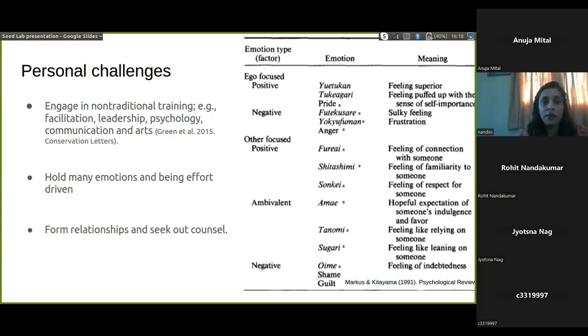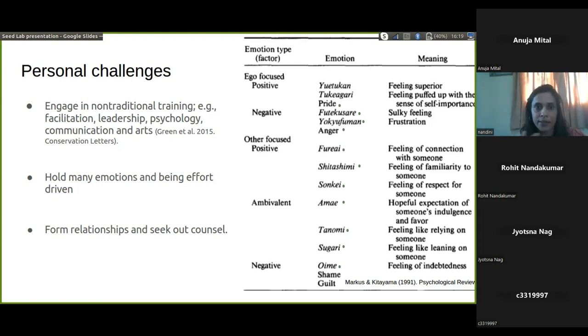as practitioners, as filmmakers. A lot of us have to engage in non-traditional forms of training, where the systems we're part of don't allow for that. In many cases, they penalize you for developing such skills because such skills are not only time sensitive, but they also take away from other work that you need to do. So there is a need for all of us to, for instance, develop facilitation skills, leadership skills, skills in psychology, communication, and arts.